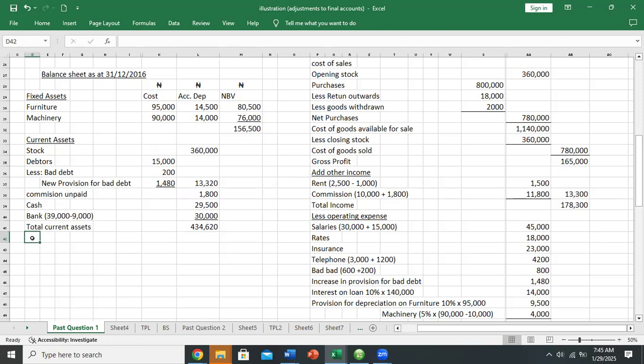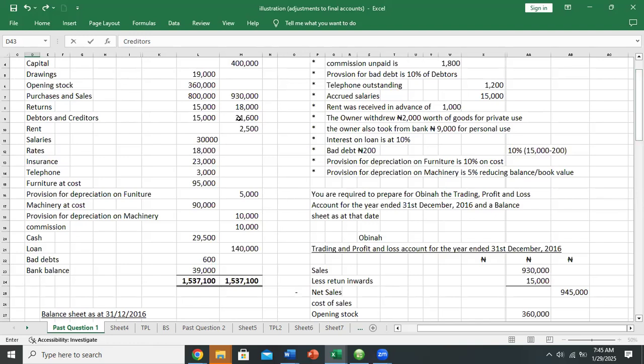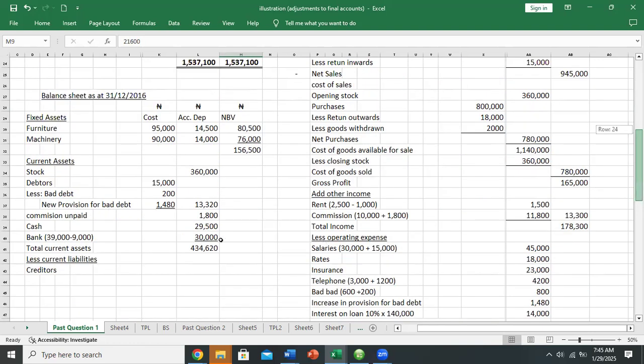Now we move on to less current liabilities. And current liabilities, you appreciate during the discussion of the format, the first one was creditors. So we check the trial balance for creditors. Creditors most of the time too do not have any major adjustment. Nothing has been said about it here. So 21,600.